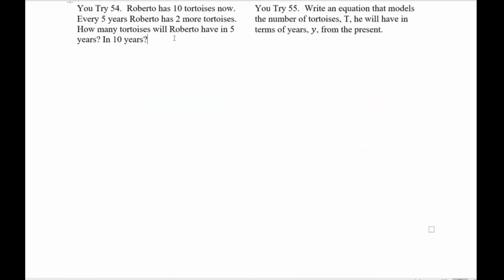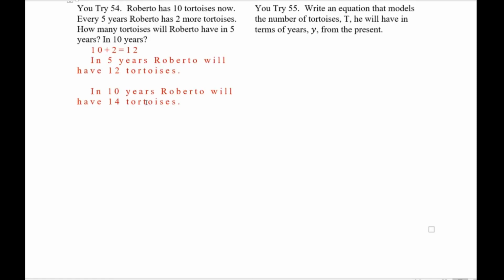In you try 54, Roberto has 10 tortoises now. Every 5 years, Roberto has 2 more tortoises. How many tortoises will Roberto have in 5 years? And in 10 years? This is fairly straightforward. If he has 10 tortoises now, and every 5 years he gets 2 more, then he'll have 12 in 5 years. In 10 years, Roberto will then have 2 more than that, which would be 14 tortoises.